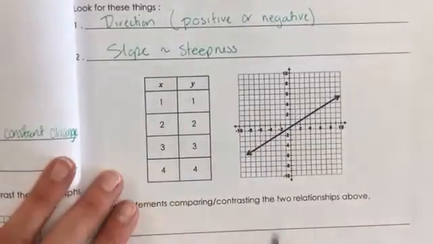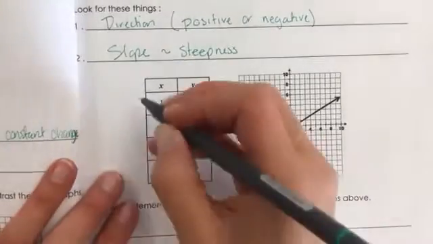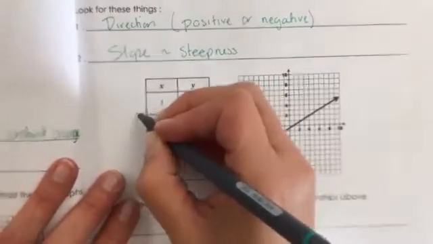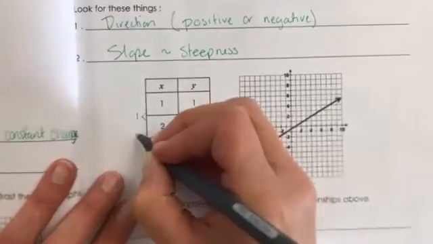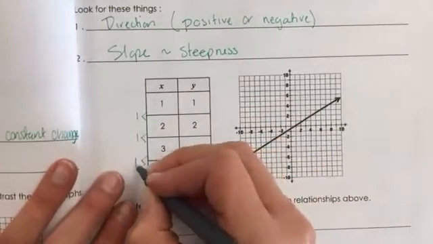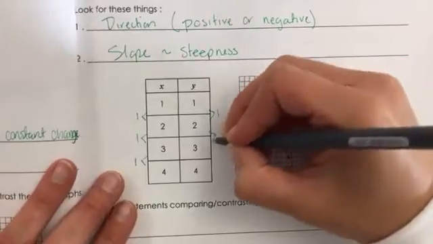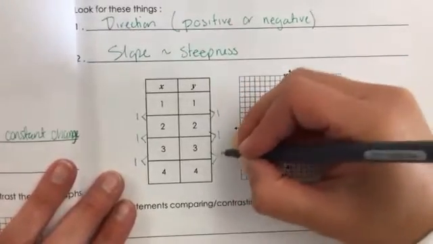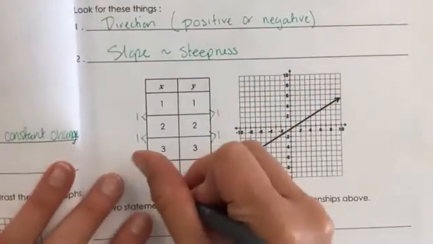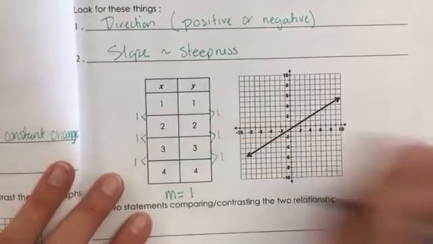So if we practice with the first table there, it was going from 1 to 2, which is a positive 1, 2 to 3, which is a positive 1, 3 to 4, positive 1. Our slope is 1.